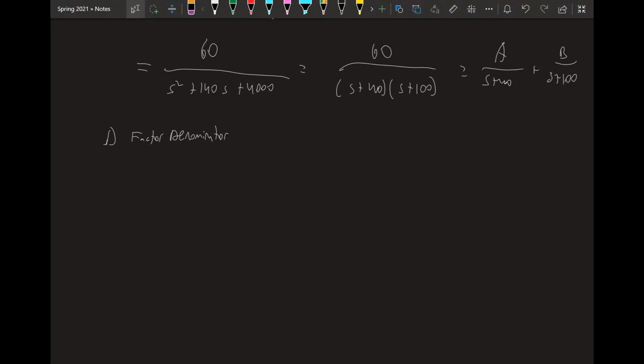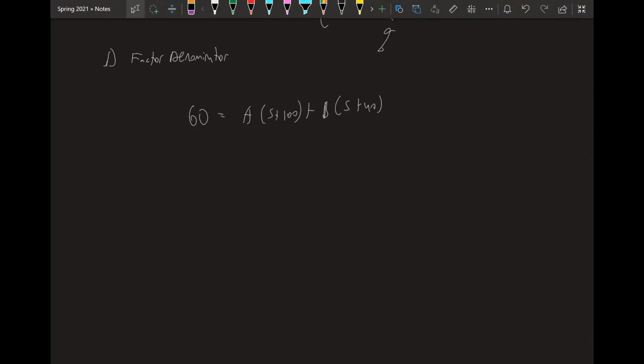How I do this is I multiply this entire expression by this denominator. This leaves me with 60 equals A times S plus 100 plus B times S plus 40. And I say, what if, coincidentally, S equals negative 40? Well, if S equals negative 40, this has to be true. So we can solve for that, where 60 equals A times negative 40 plus 100 plus B times negative 40 plus 40. Oh, this is now 0. 60 equals A times 60. A equals 1.